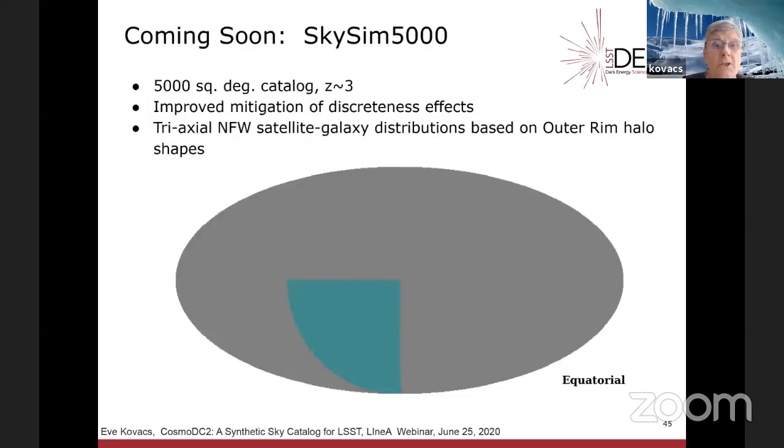And the last slide is just to give you an advertisement that SkySim 5000 is coming soon. This is a 5,000 square degree catalog. We've put in a couple of improvements, but it's basically CosmoDC2 on steroids, and we hope that'll be coming out very soon. So thanks very much for listening. And if you have any questions. All right, thank you very much.